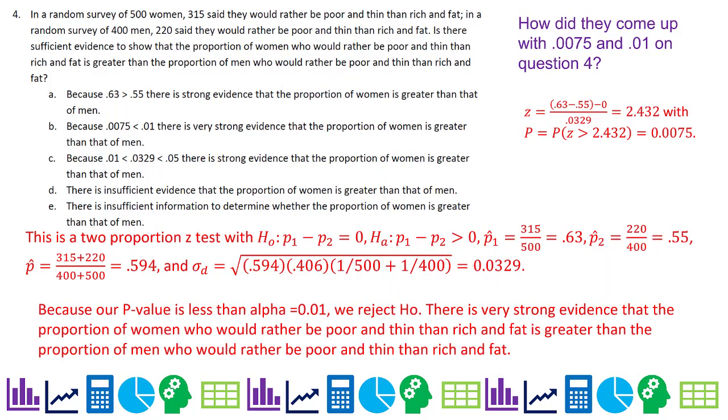So because our p-value is less than the alpha of 0.01, we reject H0. There is very strong evidence that the proportion of women who would rather be poor and thin than rich and fat is greater than the proportion of men who would rather be poor and thin than rich and fat.